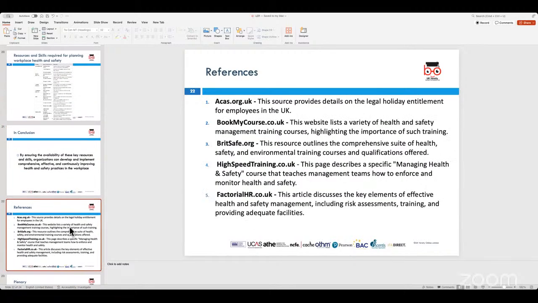Now, there are these sites that I mentioned to you that would be useful for maybe some additional reading. Obviously, some of these are reference sites primarily for the UK and UK health and safety standards. One of them is ACAS, the other is BritSafe, and then I also mentioned the site of the Health and Safety Executive.